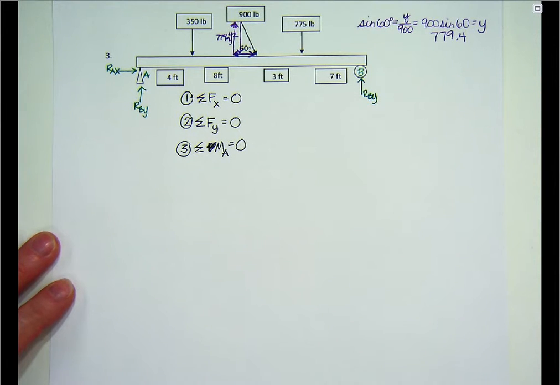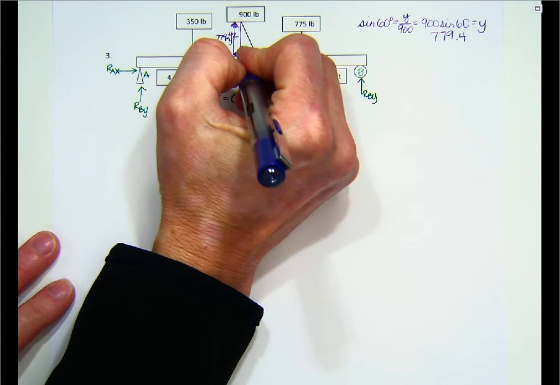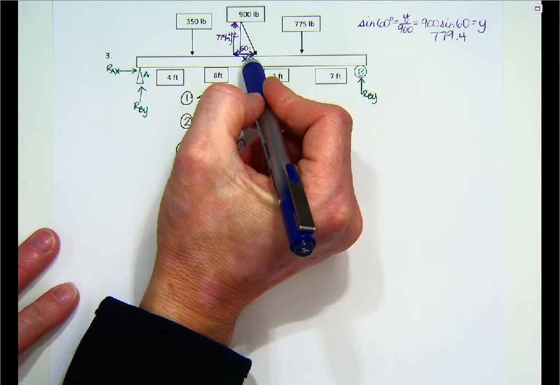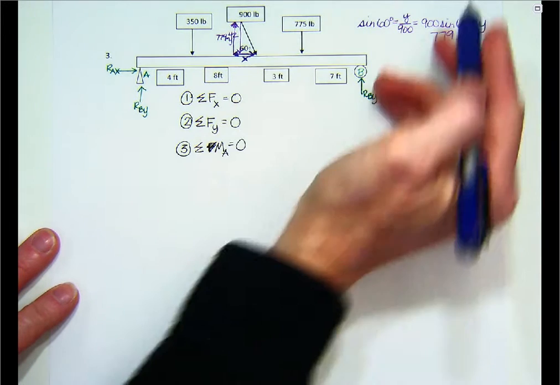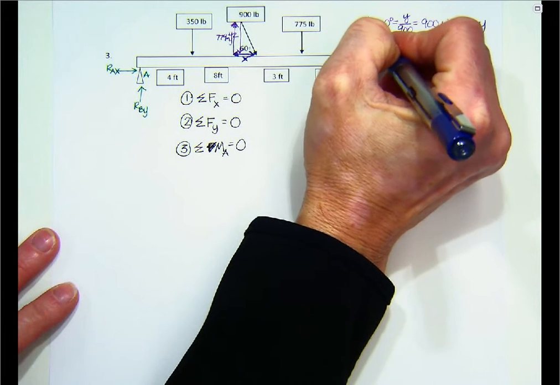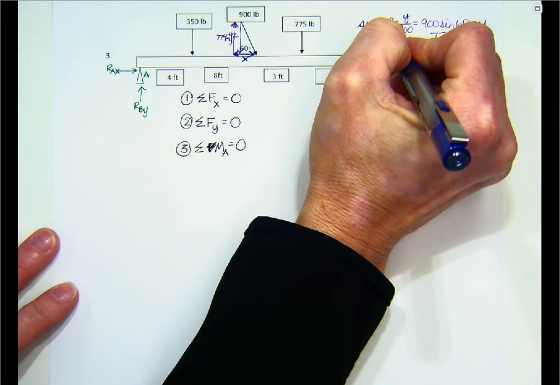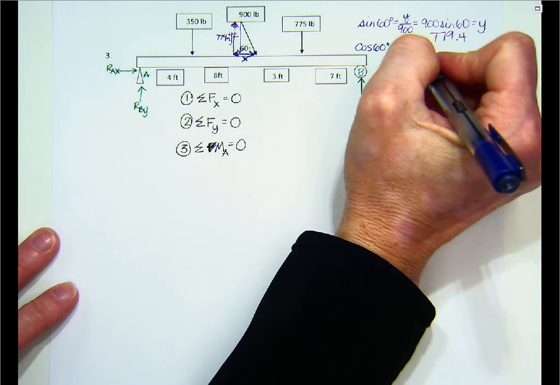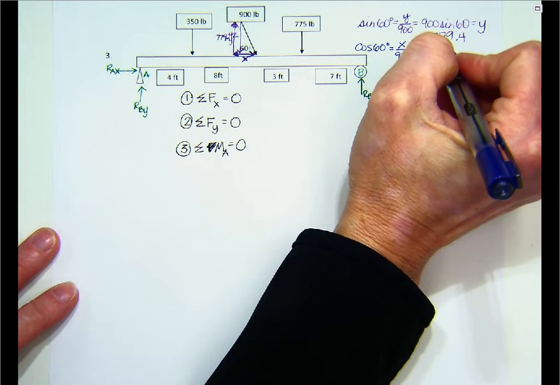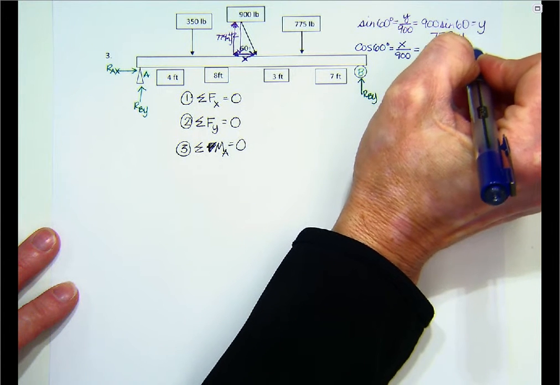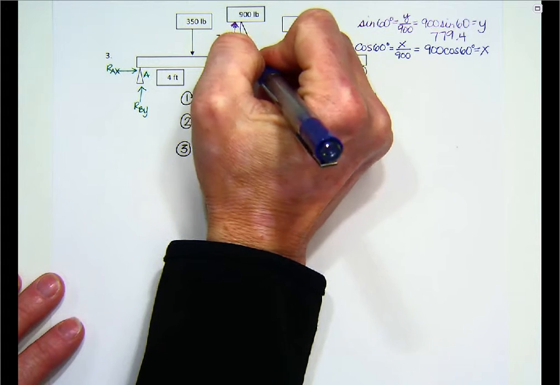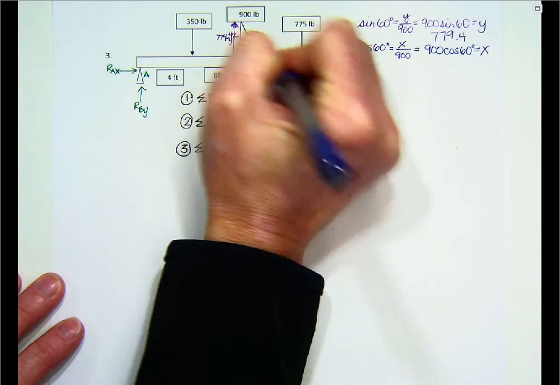Now I'm interested in finding my x direction right here. And so that is the adjacent side to 60, and I know my hypotenuse. So the cosine of 60 equals adjacent, which is x, over hypotenuse, which is 900. So to solve that, I would multiply both sides by 900. So in my calculator, if I do 900 times the cosine of 60, I will get my answer for x, 450.